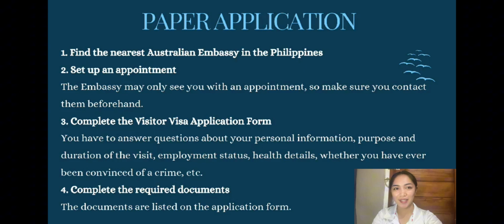For a paper application, first, find the nearest Australian embassy in the Philippines. Second, set up an appointment. The embassy may only see you with an appointment, so contact them beforehand. Third, complete the visitor's visa application form.